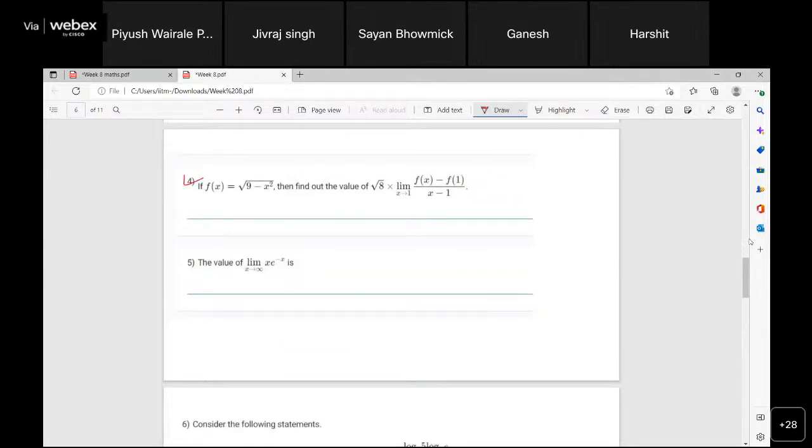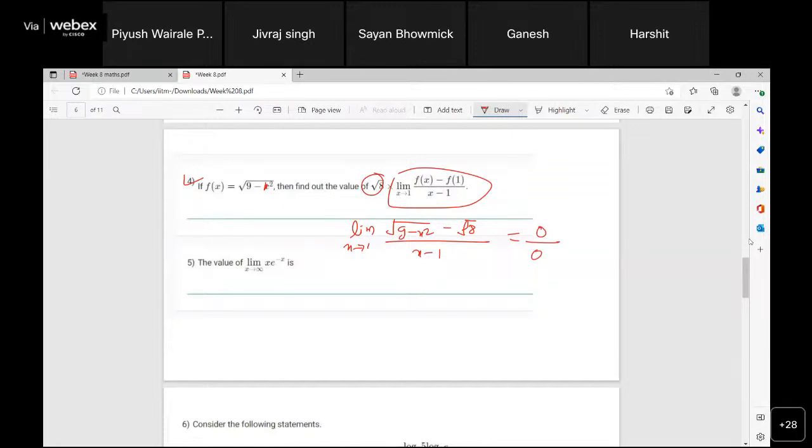Fourth question. Find out the value of this limit. My limit is x tends to 1. f of x is basically root of 9 minus x square, minus f of 1. Basically, if I put 1 here, what will I get? Root 8. And divided by x minus 1. Now try to evaluate. If we put x equals 1, it is 0 by 0, so we can use L'Hospital.